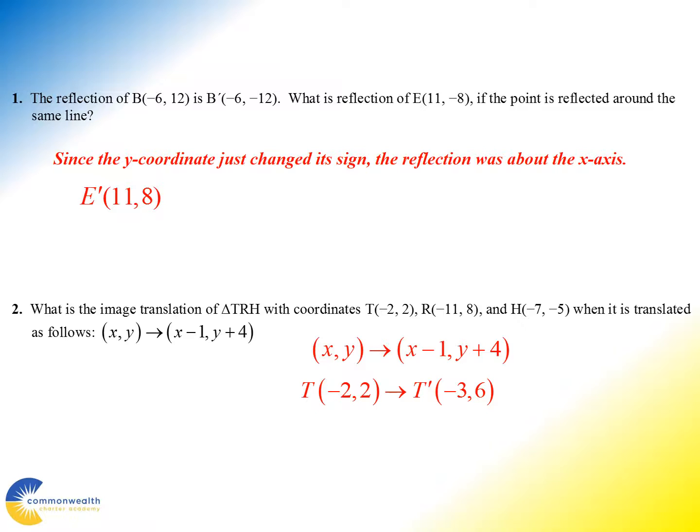For the image of R, again, I'm subtracting 1 from the x-coordinate, and that gives me negative 12 for the image, and I add 4 to the y-coordinate, which gives me 12 for the y-coordinate. And lastly, for H, again, subtracting 1 from negative 7 gives me negative 8. Adding 4 to negative 5 gives me negative 1. So these are the 3 points of that triangle, the image following that translation.